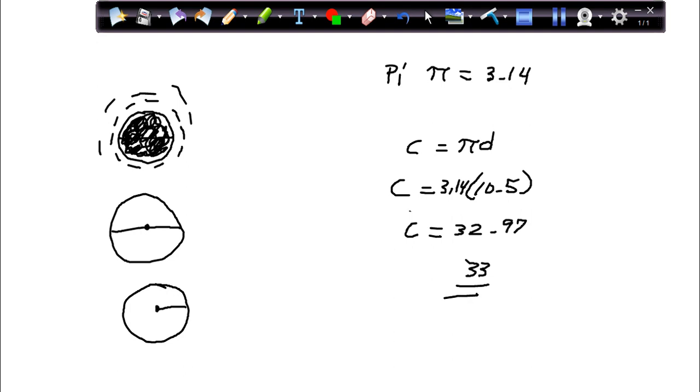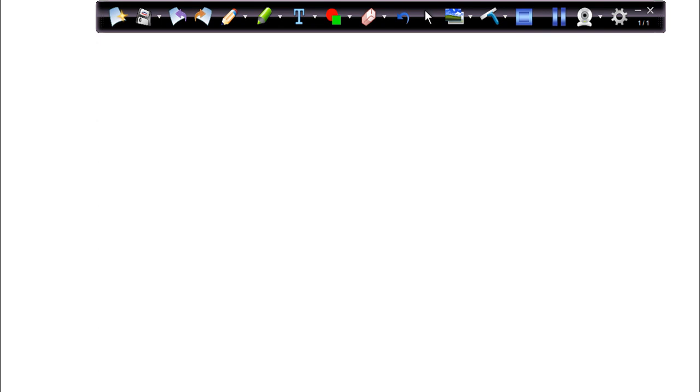Use this formula to find the area of a circle. Area equals pi times radius squared. So let's look at example 2. Let's get a clean screen. The circular surface of a satellite component must be covered with heat-resistant tiles. If the radius of the component is 4 meters, what is the area in square meters?